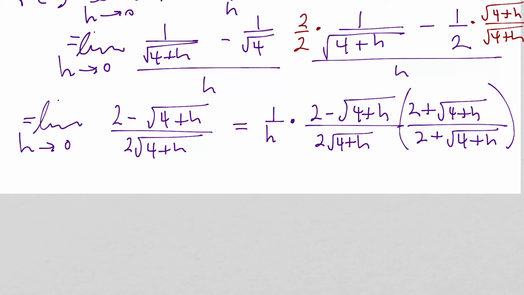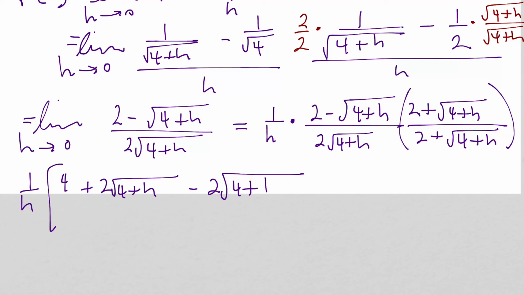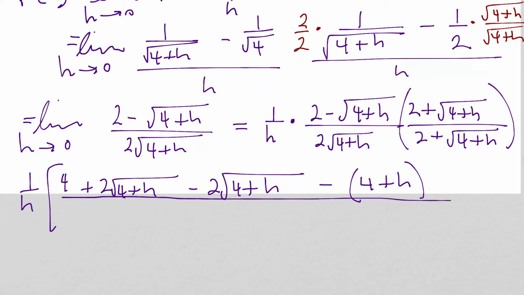Alright, so we've got to do some simplifying here. I've got 2 times 2, that's 4, plus 2 square root of 4 plus h minus 2 square root of 4 plus h. And then I've got minus (4 plus h), radical off. And then in the bottom I've got 2 square root of 4 plus h. And remember, I'm not going to simplify the bottom so I can see if anything cancels.